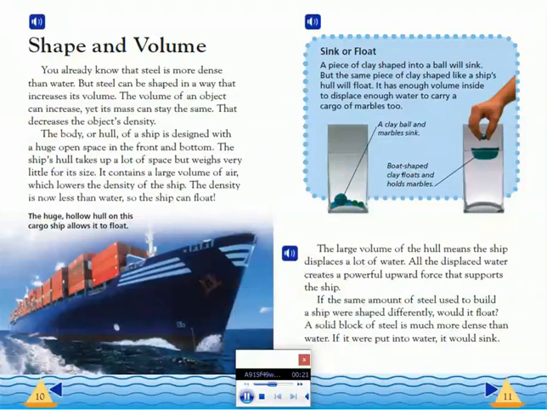The body or hull of a ship is designed with a huge open space in the front and bottom. The ship's hull takes up a lot of space, but weighs very little for its size. It contains a large volume of air, which lowers the density of the ship. The density is now less than water, so the ship can float.